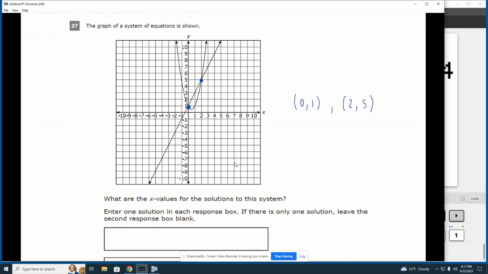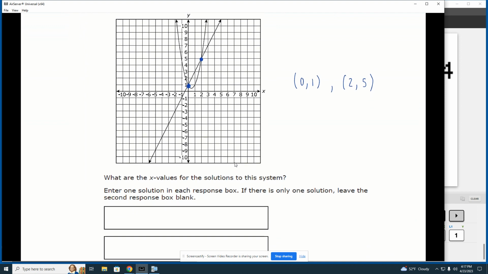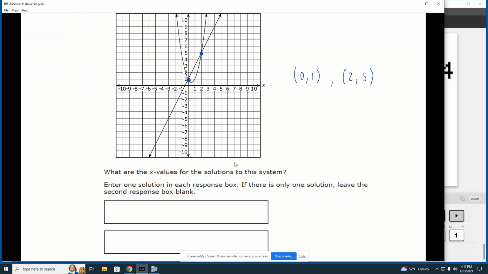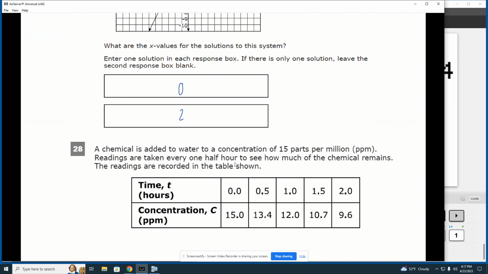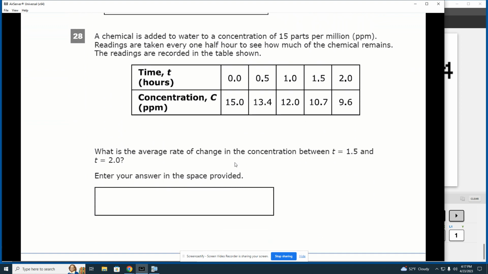So, what's the question? What are the x values for the solutions to the system? Enter 1 in each response box. Okay, what are the x values of those solutions? 0 and 2. That's easy, man. Y'all will definitely not miss that on the test.